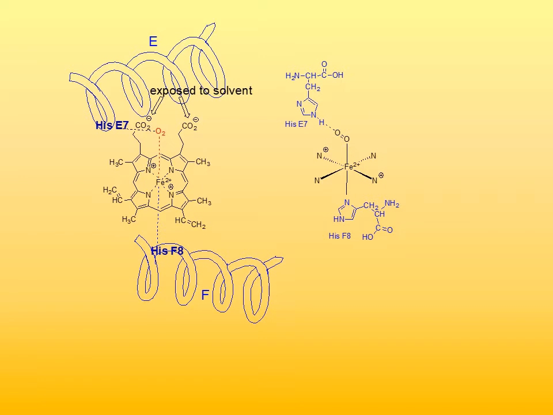Now iron 2 plus actually has 6 coordinative sites, so it can coordinate to 6 atoms. One coordinative site is occupied by a histidine residue, a histidine side chain. So histidine from the F chain, that's F8, histidine is the 8th amino acid on the F chain of myoglobin. So that occupies one coordination site of iron. 4 coordination sites are occupied by nitrogen. And that will be the case in deoxymyoglobin.